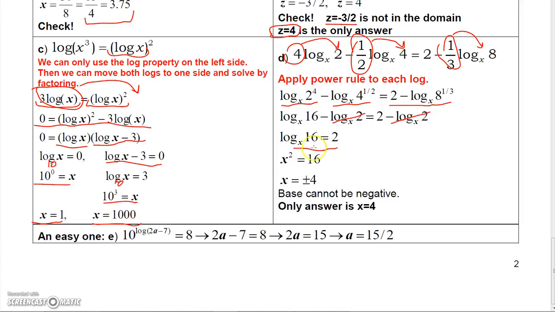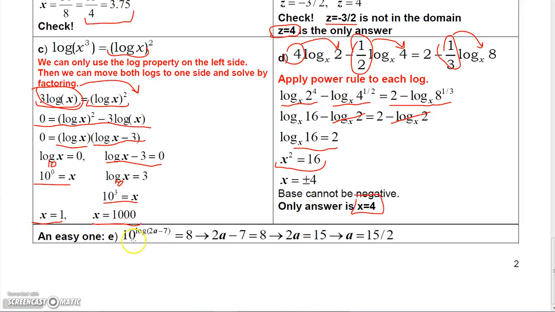So I have log of 16 base x equals 2. That would mean that x to the second power equals 16. So x would have to be plus or minus 4. But we know the base cannot be negative, so the only answer that makes sense is for the base to be x equals 4.